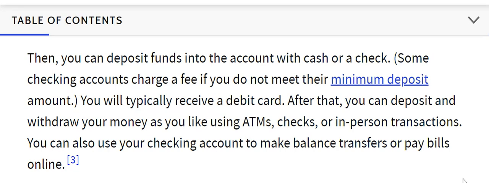Some checking accounts charge a fee if you do not meet their minimum deposit amount. You will typically receive a debit card. After that, you can deposit and withdraw your money as you like using ATMs, checks, or in-person transactions. You can also use your checking account to make balance transfers or pay bills online.